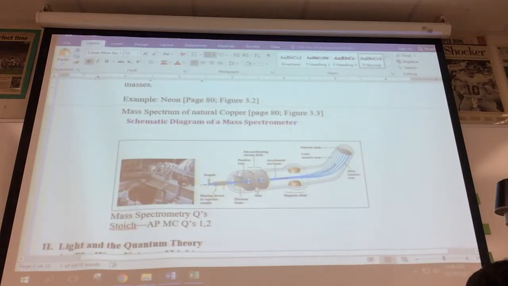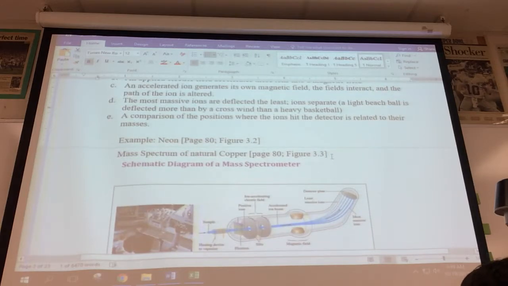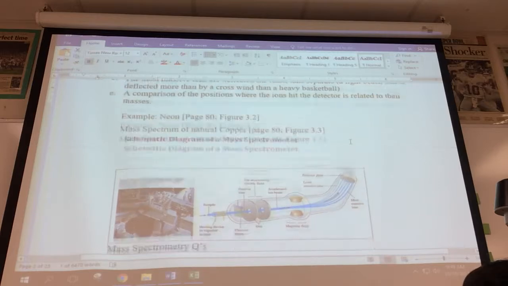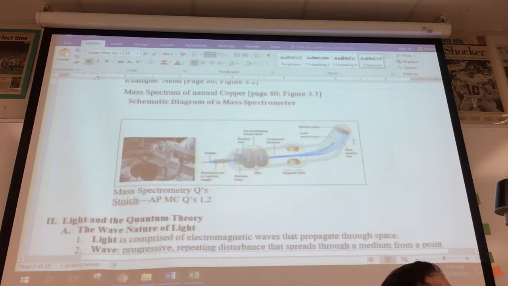So whatever the sample, you're going to vaporize the sample. Here's your beam. You're going to generate ions, and they're going to move through this field. They're going to be accelerated. The most massive ions will be here. The less massive ions will be here. They'll be deflected far more. And what's going to happen here is you can compare where these ions hit the detector, and that is related to their masses. And what you're going to generate is a mass spectrogram. And we want to take a look at that and try and analyze that a little bit.